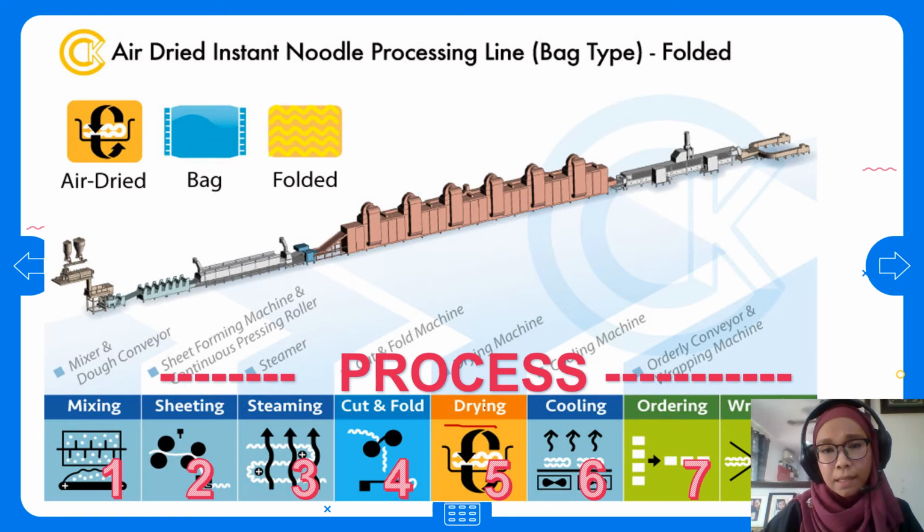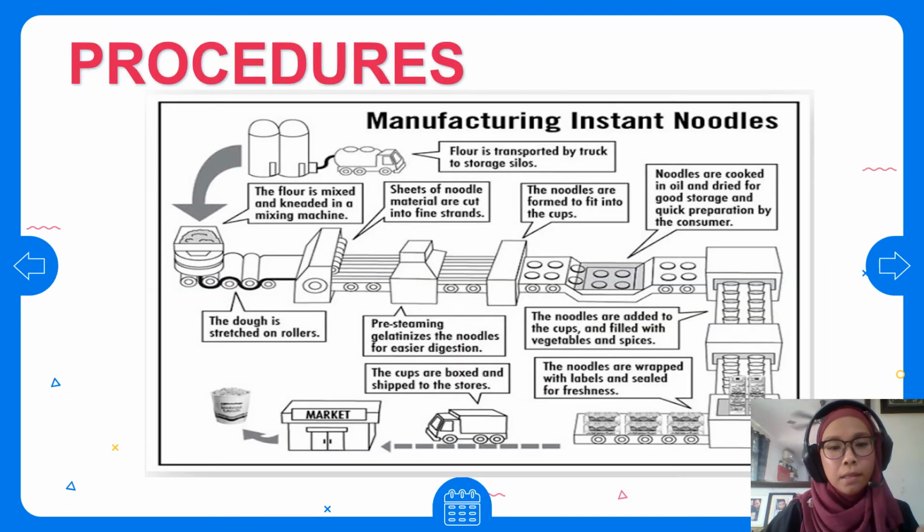So there are 8 processes, and under the whole 8 processes, you actually have the procedures. The procedures are actually the explanation of what is going to happen in the process that is going to be conducted. These are the explanations, and as you can see over here, there are sequence connectors. Flour is transported, noodles are cooked.